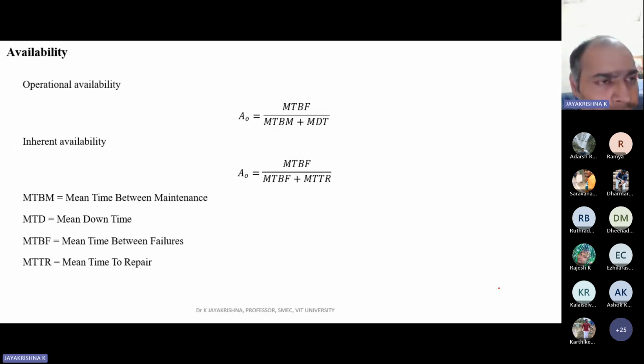Now, how to calculate availability? We have something called operational availability and inherent availability. For operational availability, I'm going to use the formula MTBF, mean time between failure, divided by mean time between maintenance plus MDT. What is MDT?